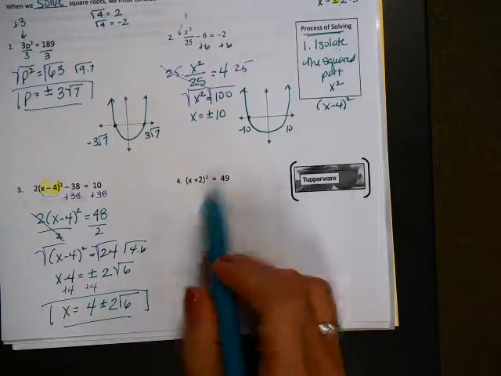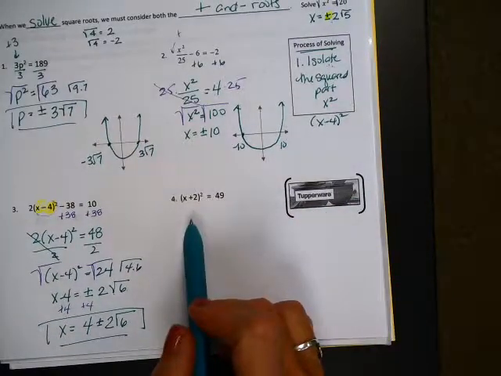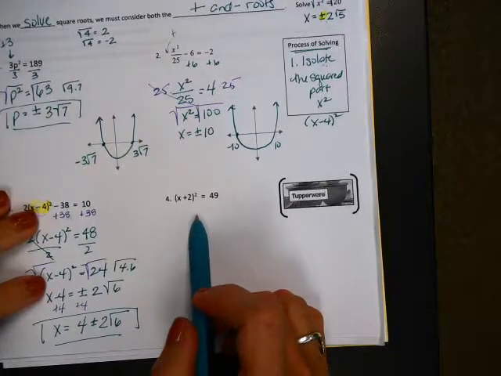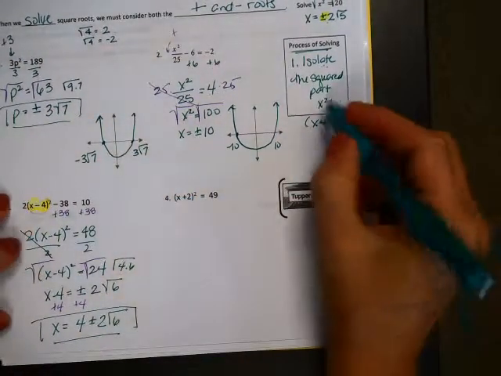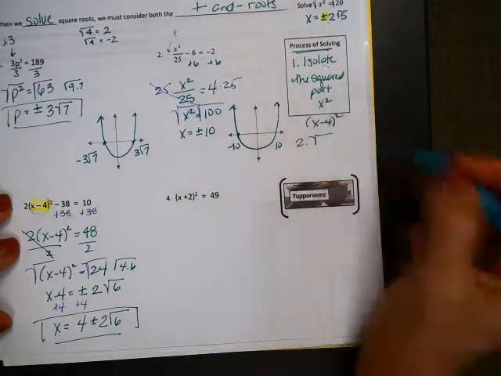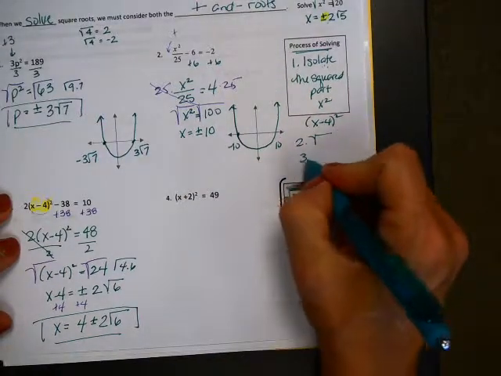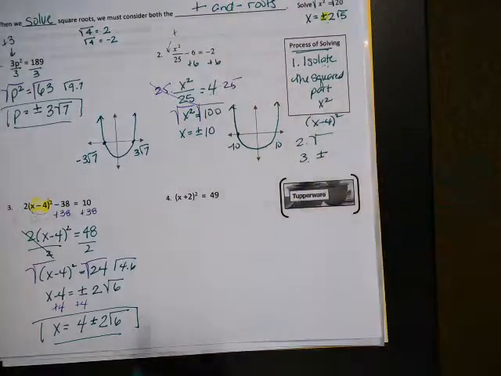Alright, so one more here. Well, this one's really easy. I don't know why we didn't do this one first. I've already isolated. There's nothing to isolate. After you isolate, then you square root both sides. Remember your plus and your minus.